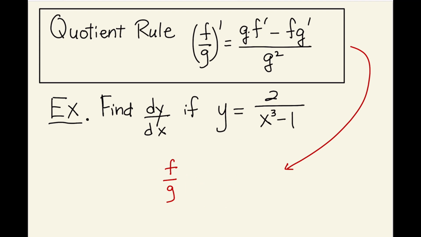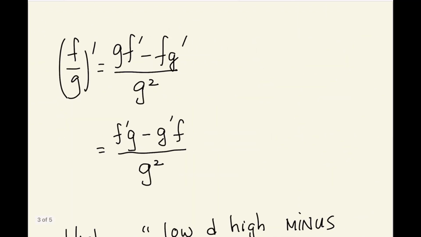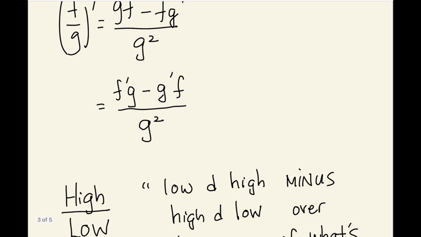One other quick thing I want to say about the quotient rule is that you can write it in a couple different ways. It's not as flexible as the product rule because there's subtraction here and we've got a quotient. However, you can reverse the order of these if you want to, and that's pretty much all you can do. So I could write the numerator like this if I wanted to.